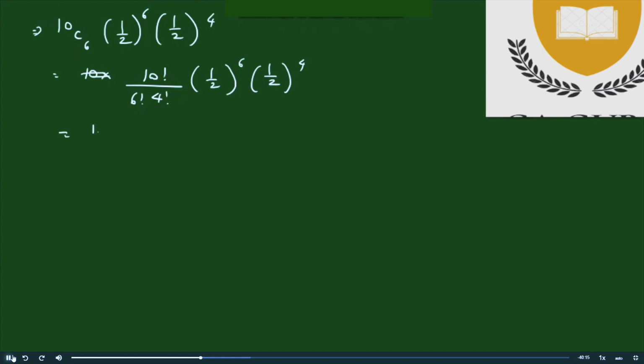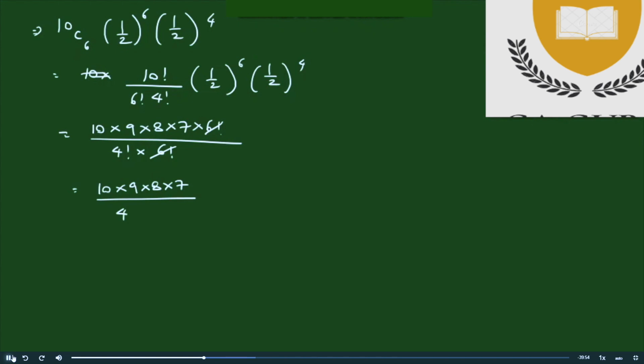This is equal to 10 into 9 into 8 into 7 into 6 factorial, and we write the denominator as 4 factorial into 6 factorial. Here the 6 factorial in the numerator and denominator are the same, so we can cancel it. Then this is 10 into 9 into 8 into 7 by 4 into 3 into 2. 4 into 2 is 8, 3 into 3 is 9, which gives 210 as the number.